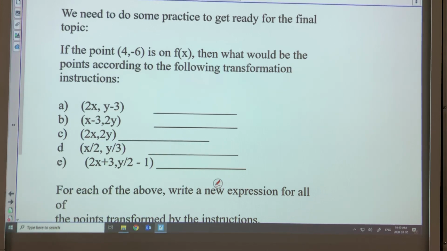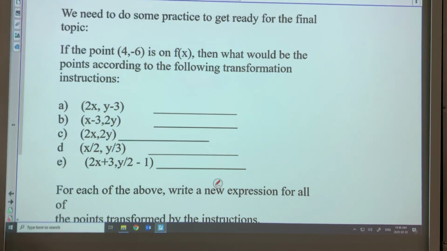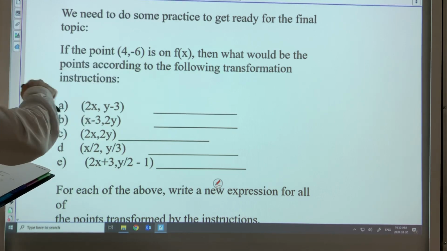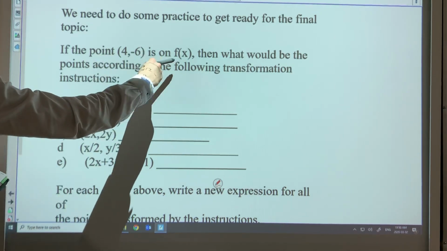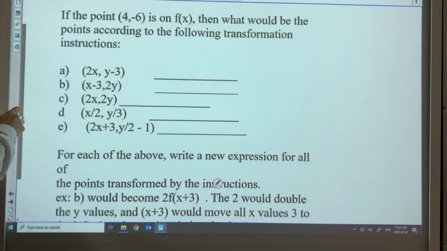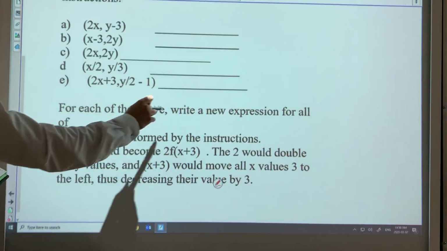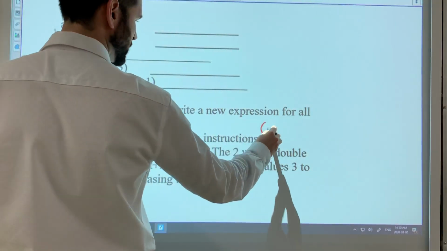The final topic is going backwards. So it's when I give you the transformed point and I say, okay, well, what was the original equation? Or state the equation in terms of f of x or something like that. Okay, so it says here's the point that's on f of x. What would be the points according to the following instructions? Well, I'm not too worried about that. For each of the above, write a new expression of the points transformed by, let's see, oh, transformed by the instructions. So I'm looking for it in terms of f of x.